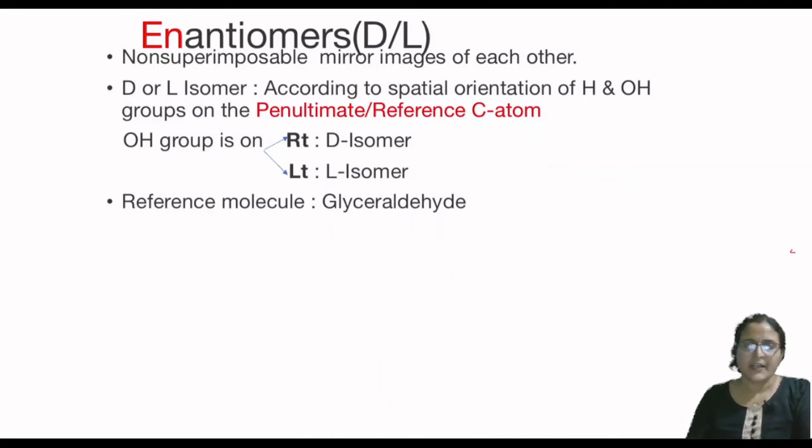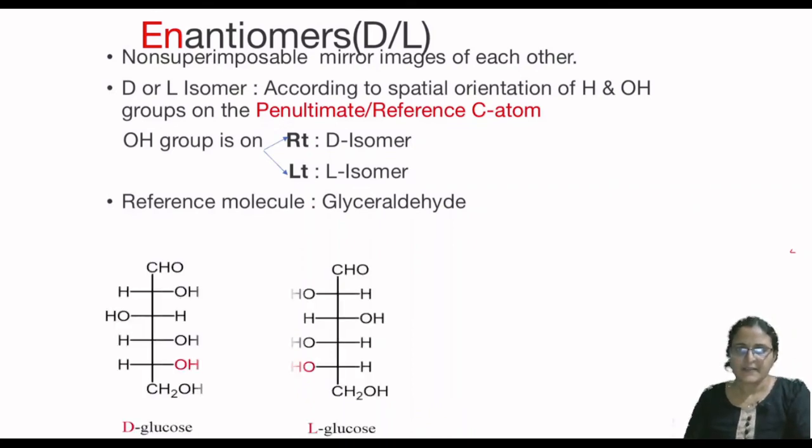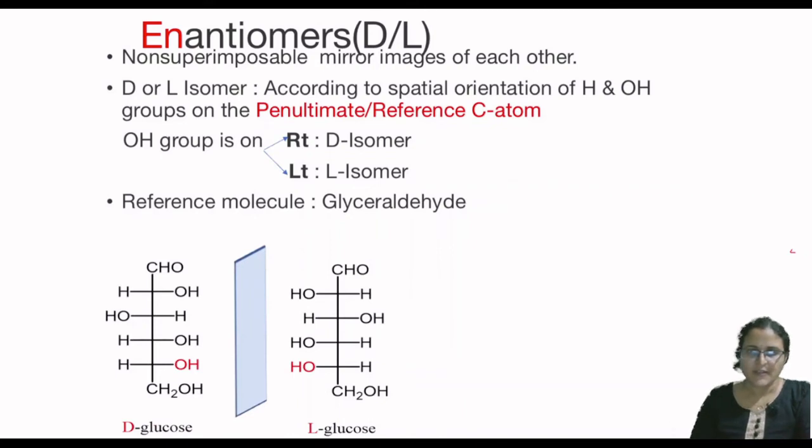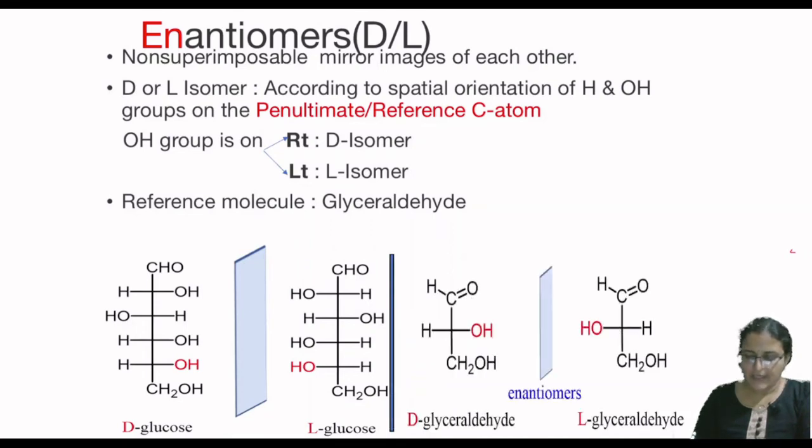Though these molecules are entirely mirror images, we take the reference of the penultimate carbon atom because we take the reference molecule as glyceraldehyde, the parent carbohydrate. See, this is the structure of glucose, and this is D-glucose and L-glucose, and D-glyceraldehyde and L-glyceraldehyde. In D-glucose, the hydroxyl group is on the right side, and in L-glucose, the hydroxyl group is on the left side, which is according to the reference of this D and L glyceraldehyde.